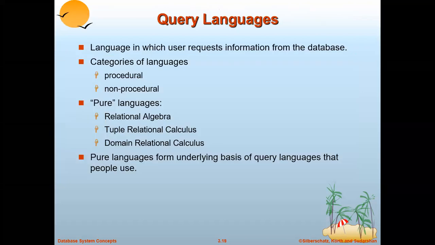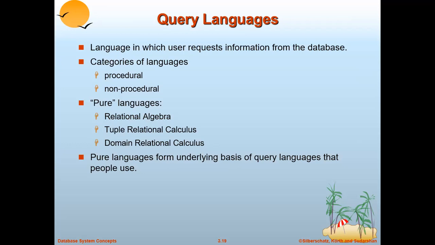Next is query languages. A query language is the language in which a user requests information from the database. By using a query language, the user can access the information or data stored in the database. There are two categories of languages: procedural and non-procedural.